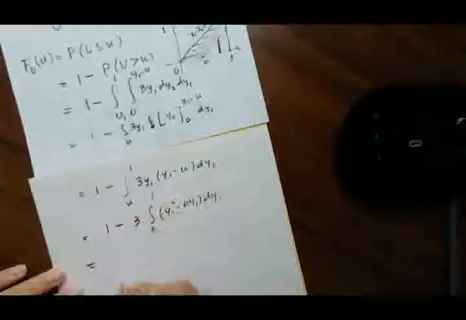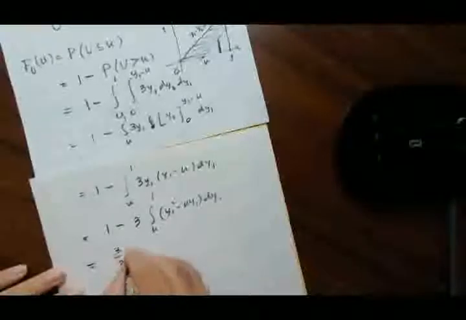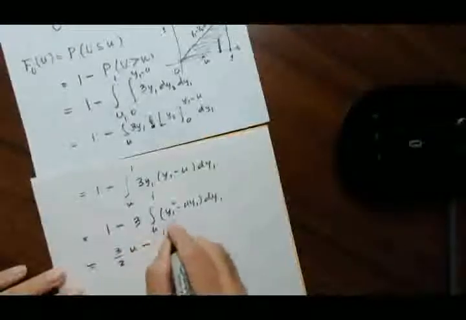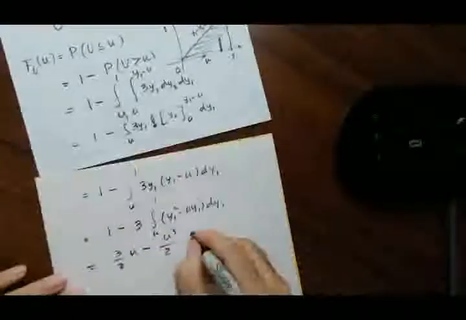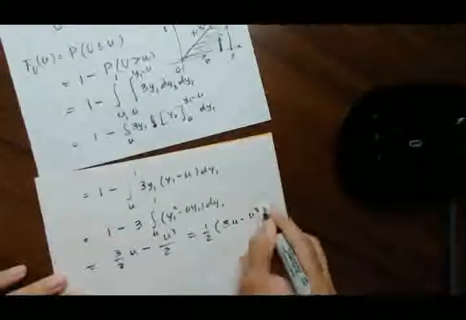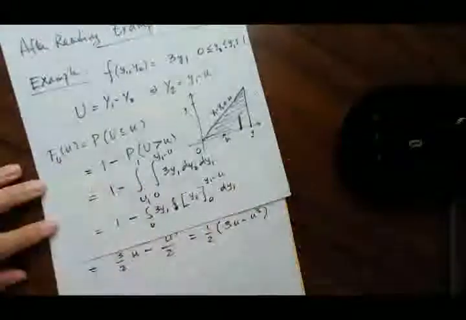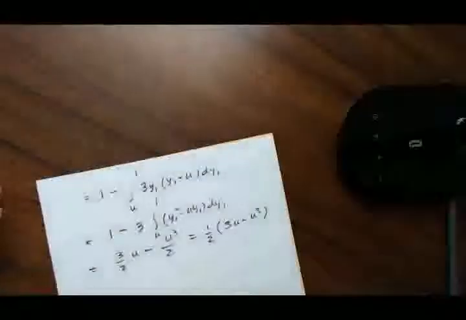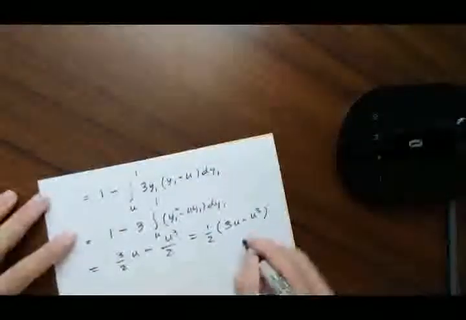Finally what we come up with, I'm skipping some steps here, but if you do that correctly, it should be something like this, which is if I take 1/2 outside, then 3u minus u cubed. That would be the distribution function. Also, what's the range? The range of u will be between 0 and 1.